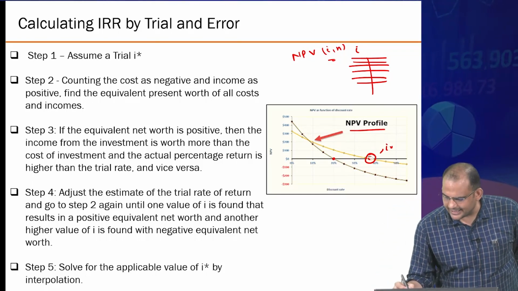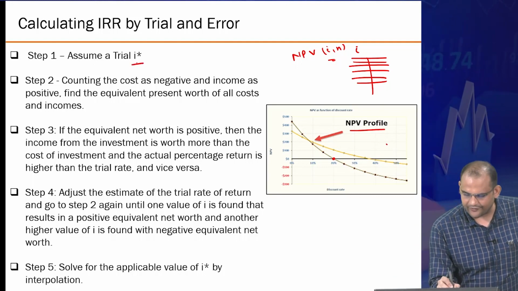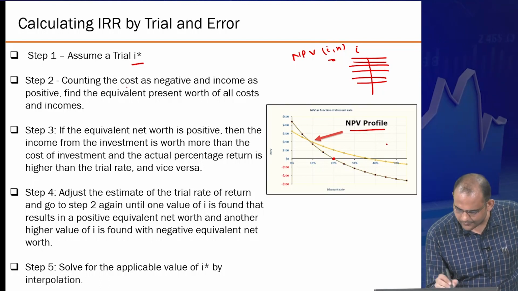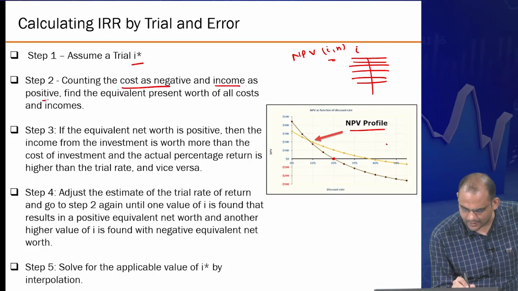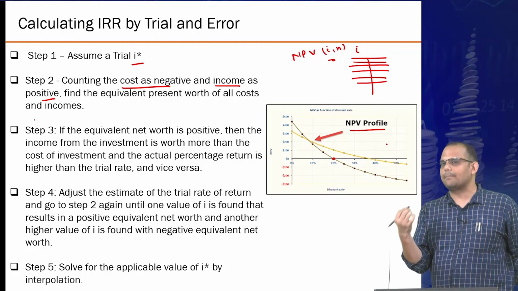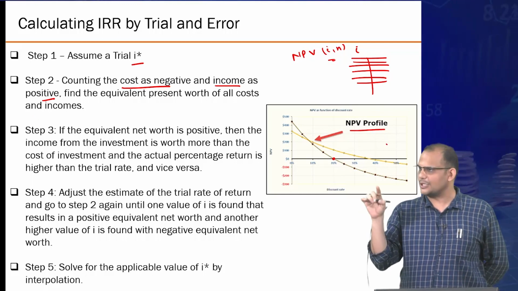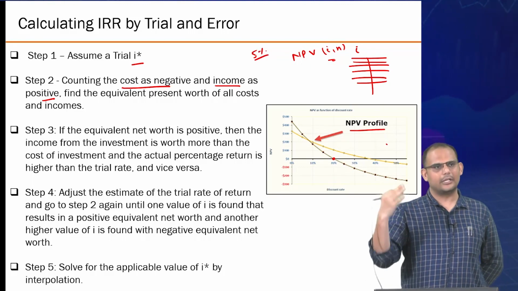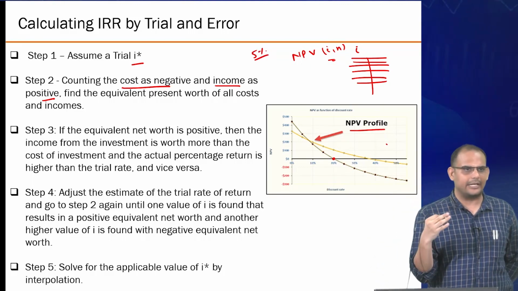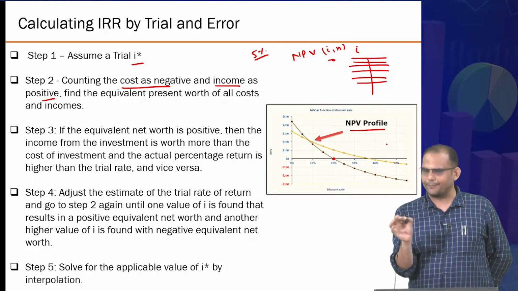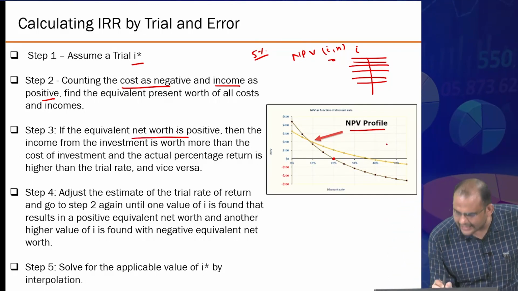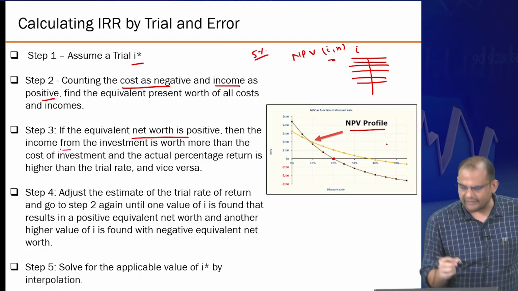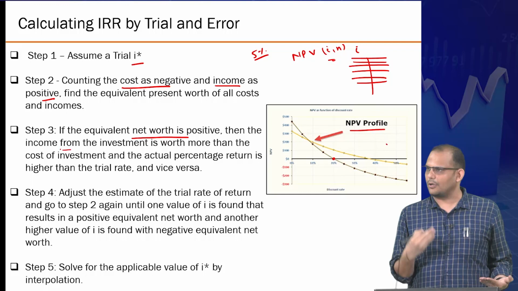Similar concept using trial and error. How can you do it? You first start with some random assumption. You count the cost as negative and income as positive. You find the equivalent present worth at this particular assumed I value. Let's say you started with I as 5%. You calculated all the cost as negative and the income as positive, and you estimated the net value, right? If the equivalent net worth is positive, then the income from the investment is worth more than the cost, right?